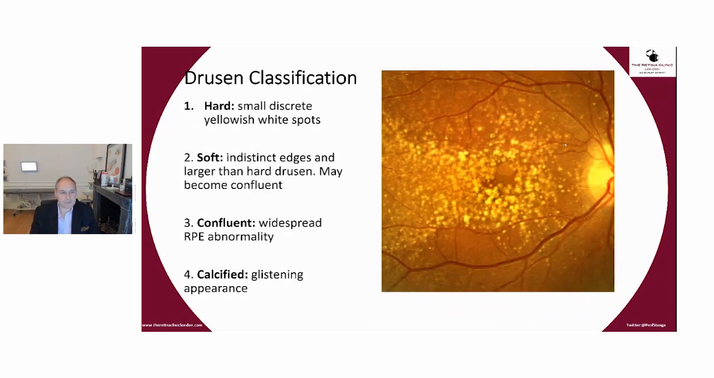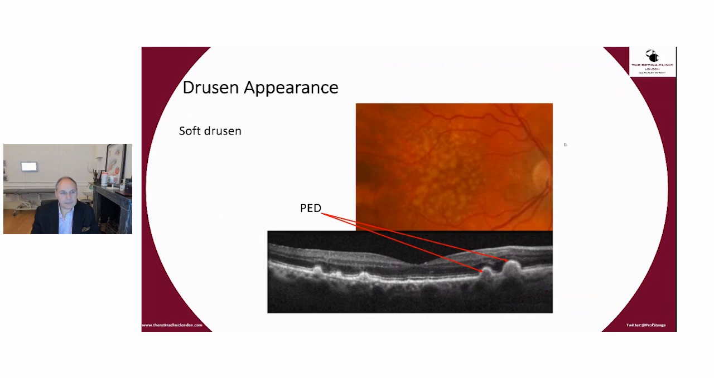There are different types of drusen: hard, soft, confluent, calcified. This is the appearance of a soft drusen. This is what we call high-risk drusen: soft, confluent, hyperpigmented drusen. These patients are at high risk of wet AMD. This is what an OCT scan of drusen looks like.